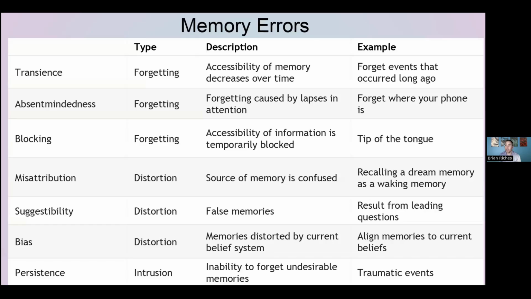So also, these are some memory errors that can happen. We've talked about some of them. We've talked about suggestibility, and misattribution, where the source of your memory is a little bit confused. But here is a whole list of other ways that your memory can make errors. Maybe some of these look familiar to you.